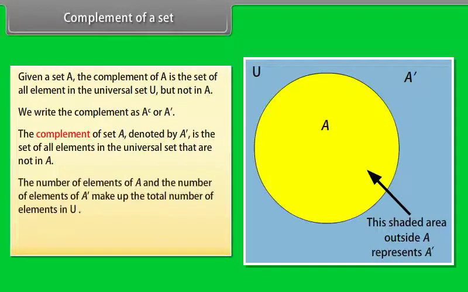The number of elements of A and the number of elements of A dash make up the total number of elements in U. That means n(A) plus n(complement of A) is equal to n(U).